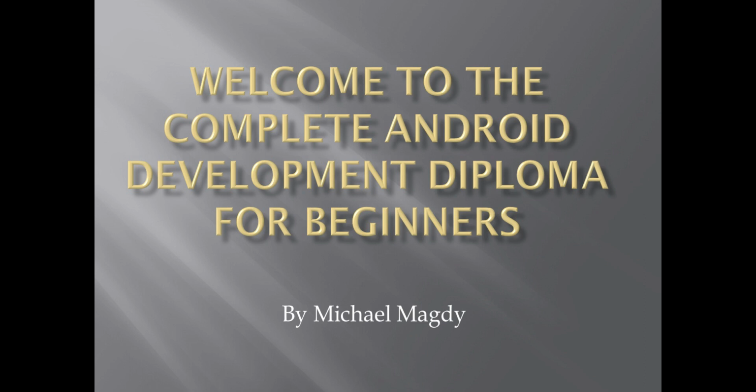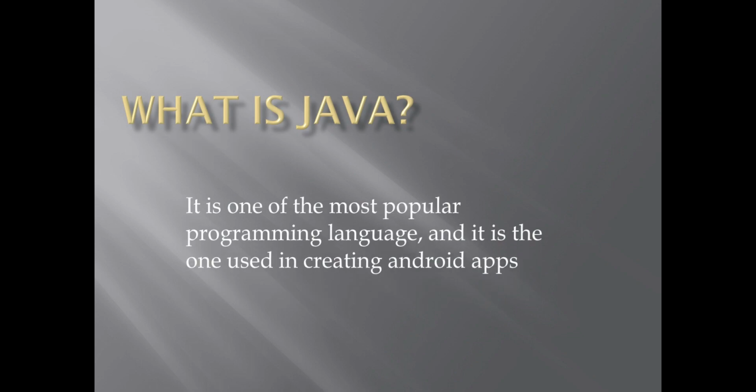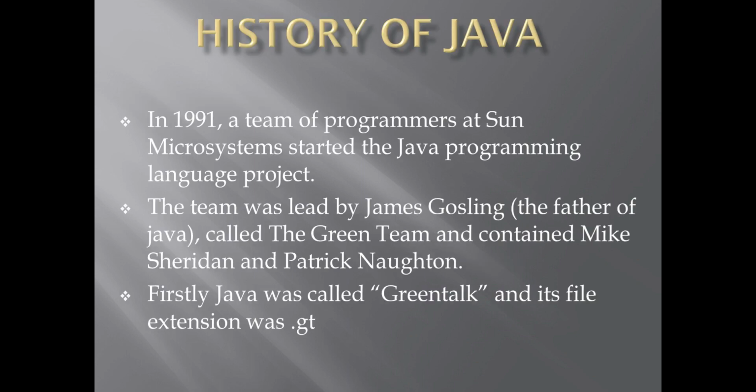Here in this part, we're gonna talk about the history of Java. So first, let us explain what is Java. Java is one of the most popular programming languages and it's the one used in creating Android apps. So what is the history behind this programming language?